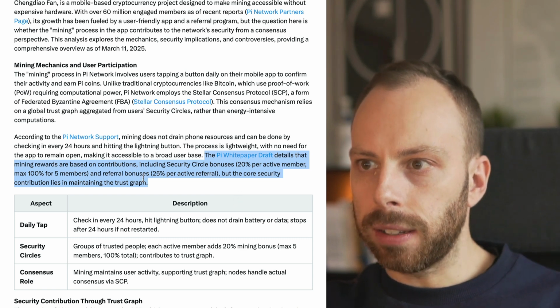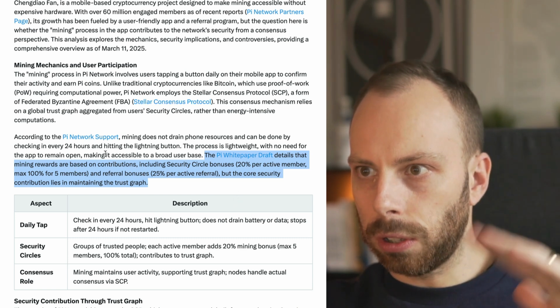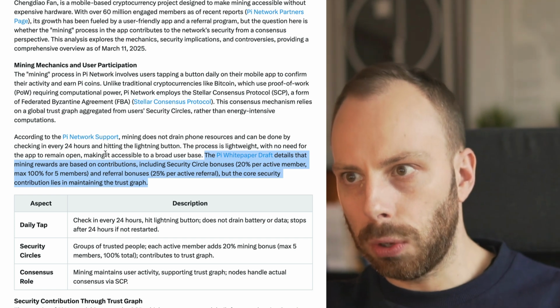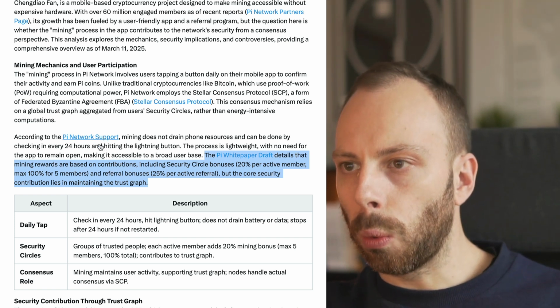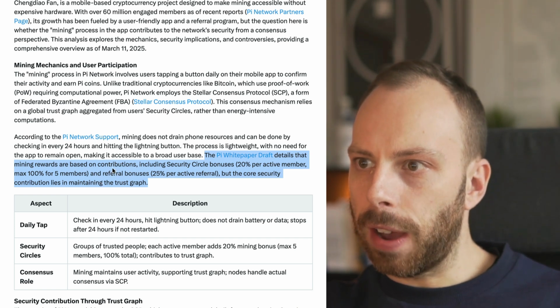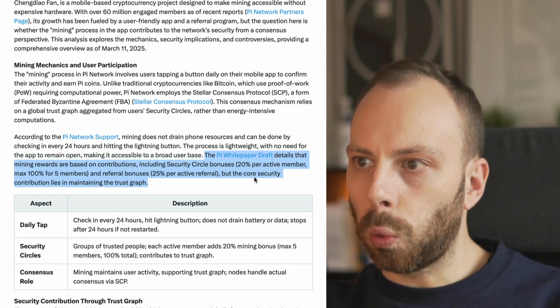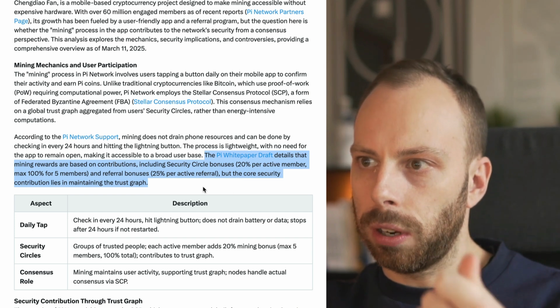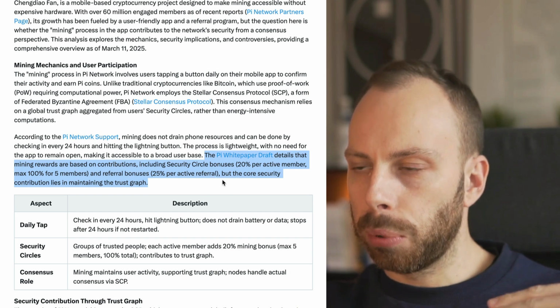And on top of that, the security circle seems to allow you to have 5 people. It's going to give you a 2x essentially on your rewards, and it's maxed out at 5 members. And then on top of that, there's a 25% addition per active referral with presumably no limit.